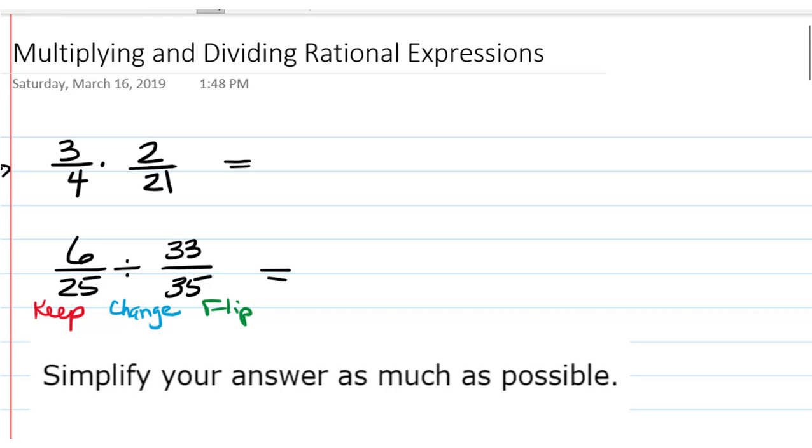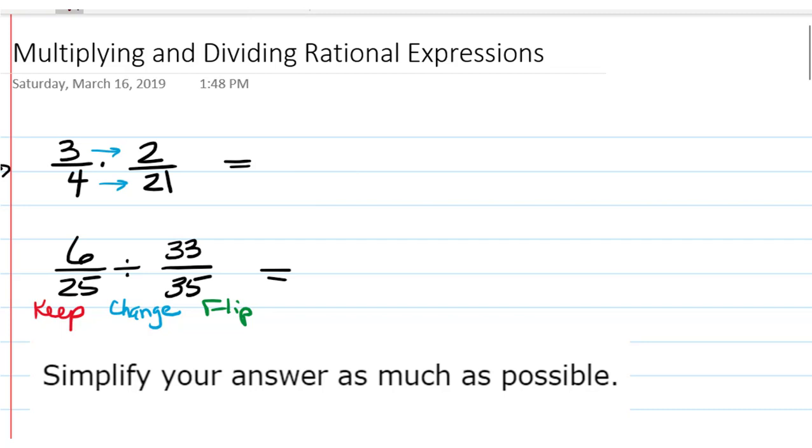Multiplication of fractions is actually the easiest of all the fraction operations because it just goes straight across. So one way you could work this problem would be to multiply 3 times 2 and get 6, then multiply 4 times 21 and get 84. But then you would need to reduce at the end. So usually what we do instead is we reduce as we go along.